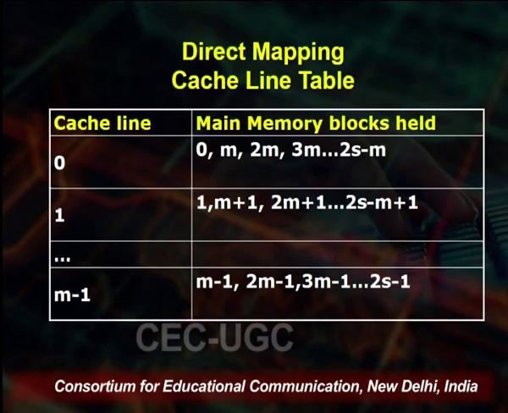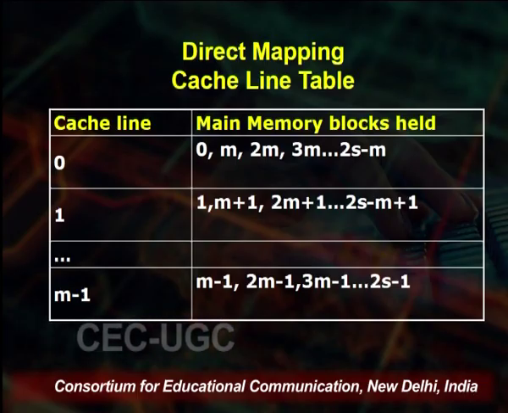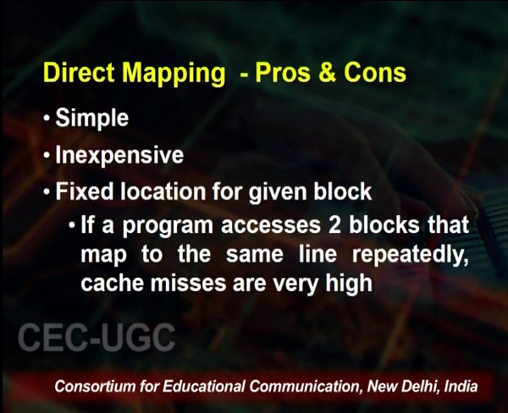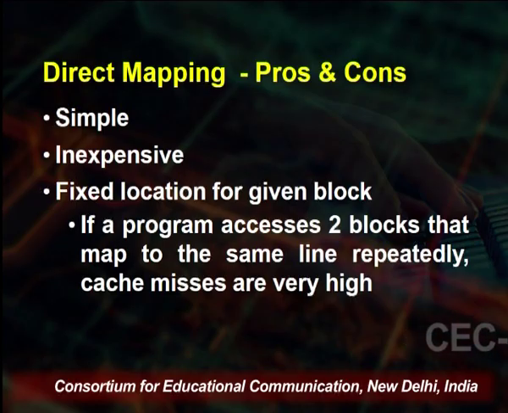However, a simpler method is that we know which line of cache the main memory block goes to, so it is easier. However, if the cache line is occupied, then there is going to be a difficulty, and that is the disadvantage. So, pros and cons: it's a very simple method, the most inexpensive method. We simply use the formula i is equal to j modulo m, the block number is identified, the line number is identified, and that block goes to that line. So, there is a fixed location for a given block. However, as I explained, if a program repeatedly accesses two blocks that map to the same line, the cache misses are going to be very high.